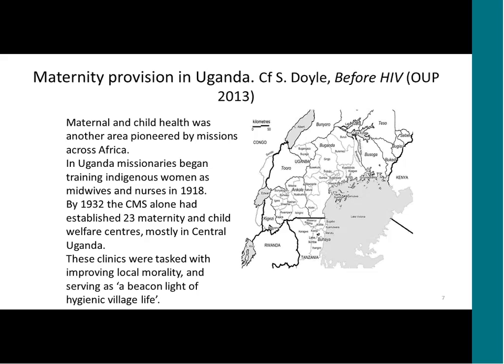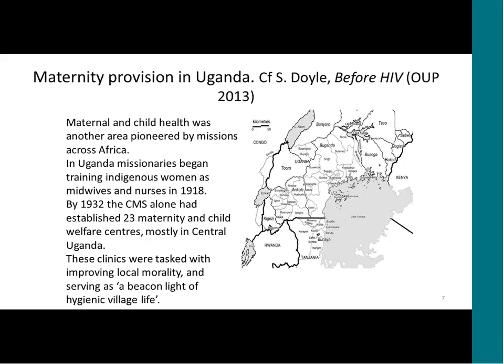These clinics were tasked with improving local morality and serving as, quote, a beacon light of hygienic village life in the midst of the surrounding insanitary darkness. They had the explicit goal of improving public as well as reproductive health. They encouraged the use of latrines as much as they encouraged medicalized childbirth. Their impact initially was not so significant. Many women in the 20s and 30s were very reluctant to go to a missionary clinic to give birth. But over time, they became hugely successful.